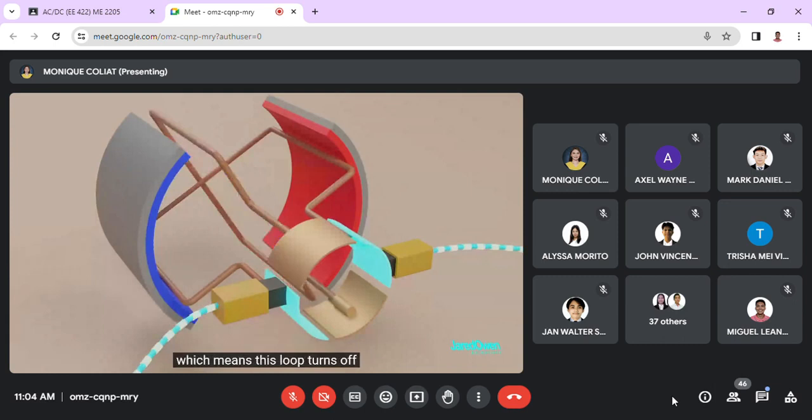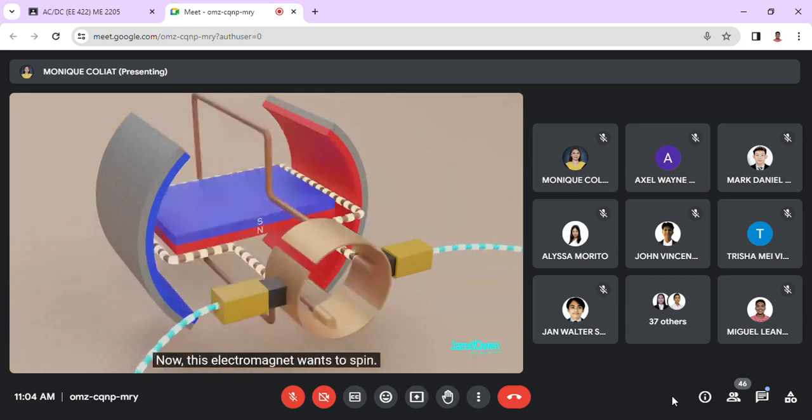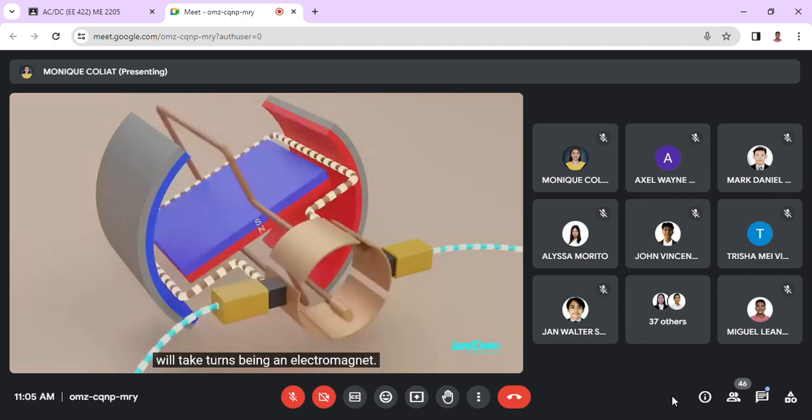Now this electromagnet wants to spin. The brushes switch contact and the next loop turns on. This keeps happening as our motor spins. It's almost like the loops will take turns being an electromagnet. Some electric motors will add many loops to the armature. This ensures that there will be a continuous spinning motion on the motor.